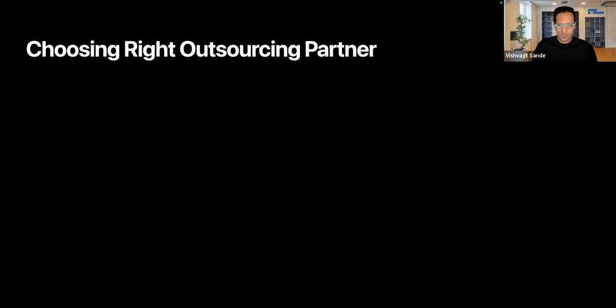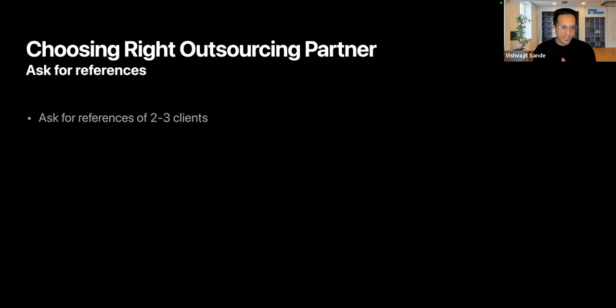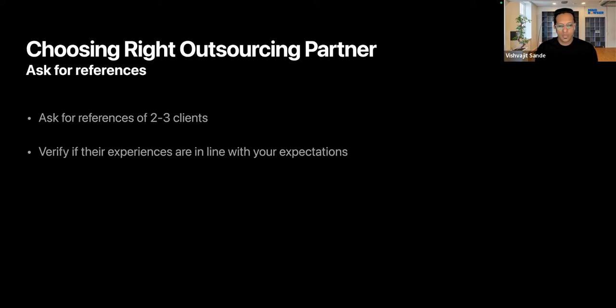Moving forward, the next point around choosing the right outsourcing partner is to ask for references. Always ask for 2 to 3 references of their previous clients, and make sure that you talk to these clients. It is always good to drop an email, but I would always recommend talking to them over a phone call. The only reason is that with these conversations with previous clients, you can verify if the experiences these clients had are in line with your expectations from this outsourcing partner. And if they meet, then that is your way to go ahead.